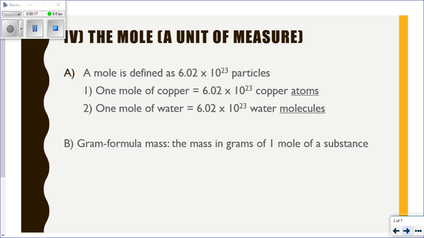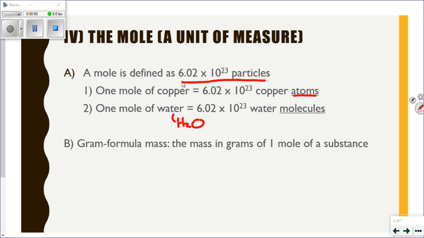Just like a dozen is a unit of measure of 12, and a pair is a unit of measure of 2, a mole is defined as 6.02 times 10 to the 23 particles. It's a number of particles. So for example, 1 mole of copper is equivalent to 6.02 times 10 to the 23 copper atoms. And 1 mole of water, which we know is H2O, is 6.02 times 10 to the 23 water molecules.